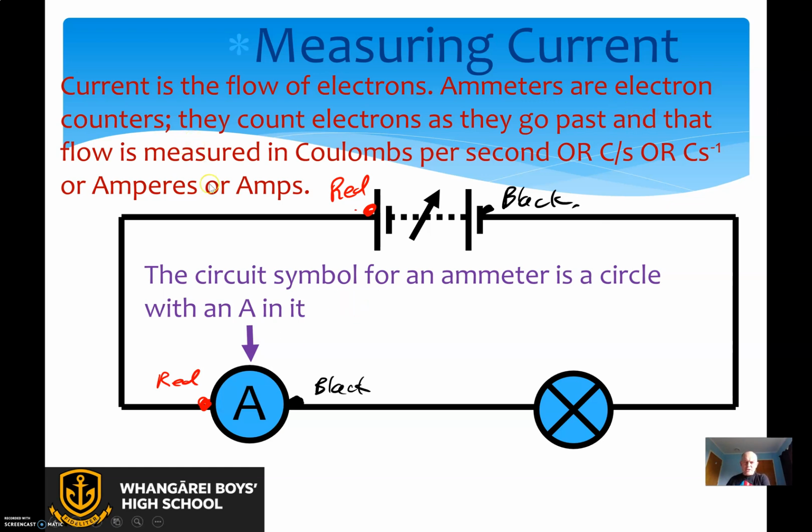Ammeters are electron counters. They count electrons as they go past. This is an ammeter. You might have played with one in year 10. Electrons come in one side, go through, get counted, and the number that pops up, or the needle that moves, is measured in coulombs per second, but normally named after another French fella, Ampere. I'll have to look up his first name, shortened to amps often.